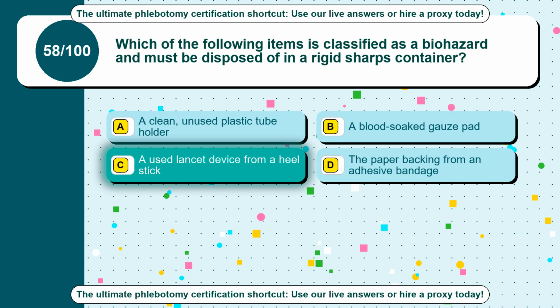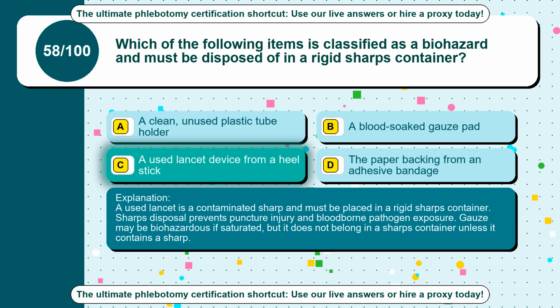The correct answer is option C, a used lancet device from a heel stick. A used lancet is a contaminated sharp and must be placed in a rigid sharps container. Sharps disposal prevents puncture injury and blood-borne pathogen exposure. Gauze may be biohazardous if saturated, but it does not belong in a sharps container unless it contains a sharp.